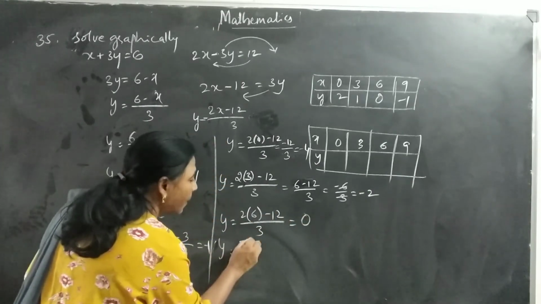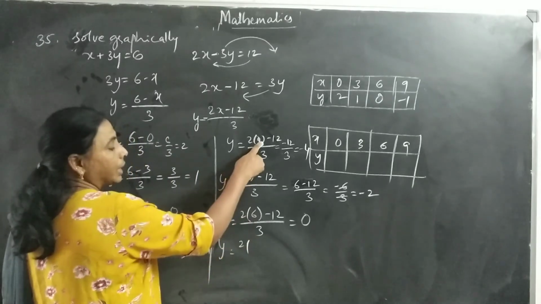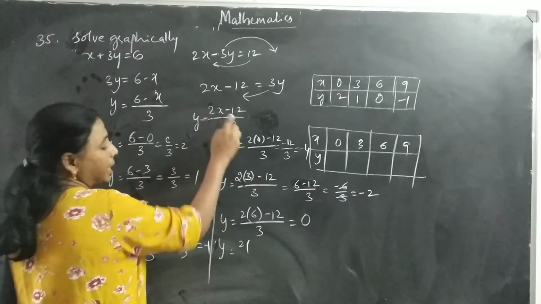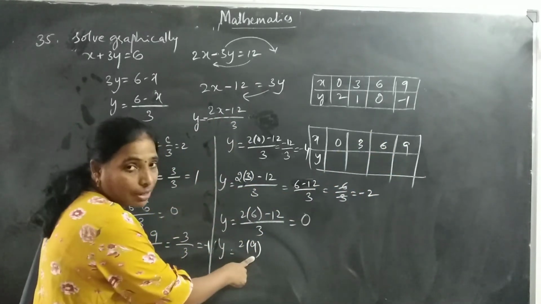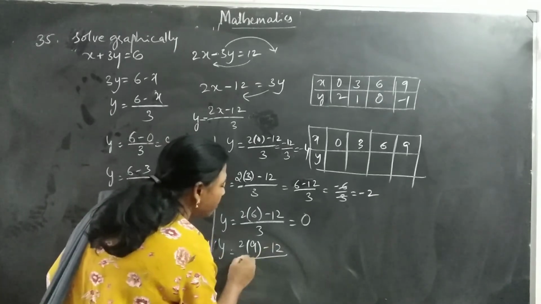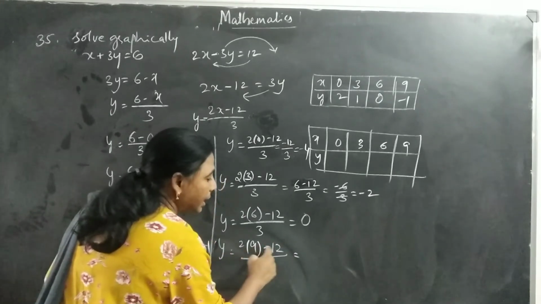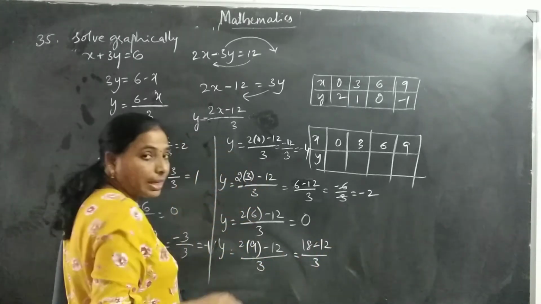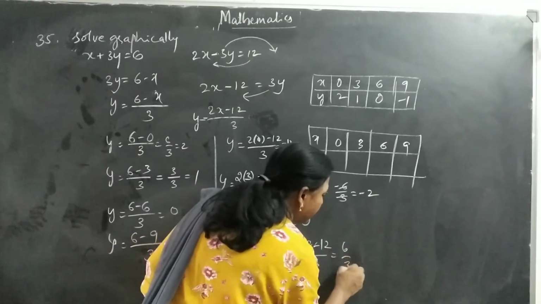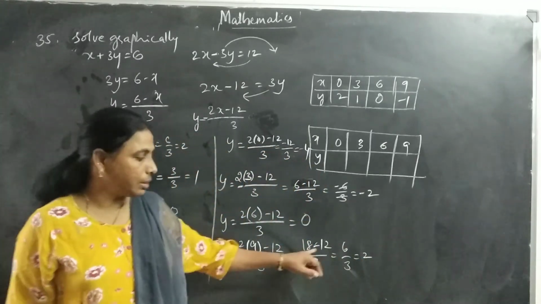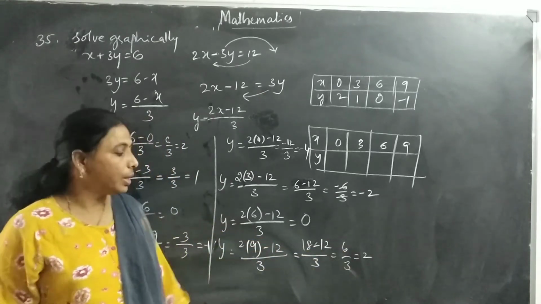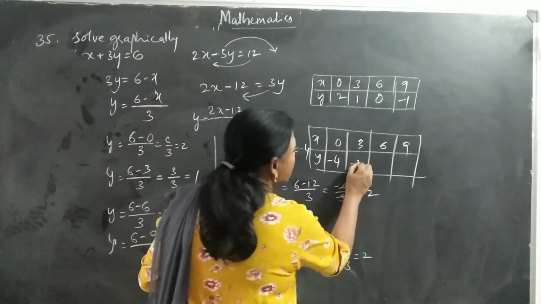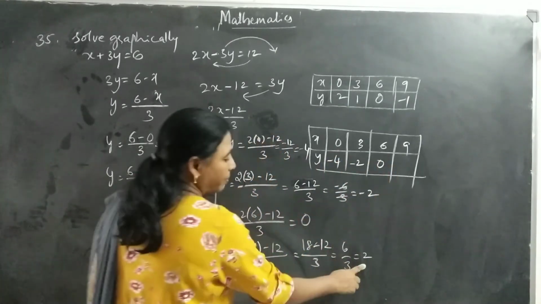Now, I have taken 0, 3, 6. Now I have to take 9. 2x, I have to substitute the value of x. Minus 12 by 3. So 2 9s are 18. 18 minus 12 by 3. 18 minus 12 is 6. 6 by 3 is 2. I got the values now as minus 4, minus 2, 0, 2.